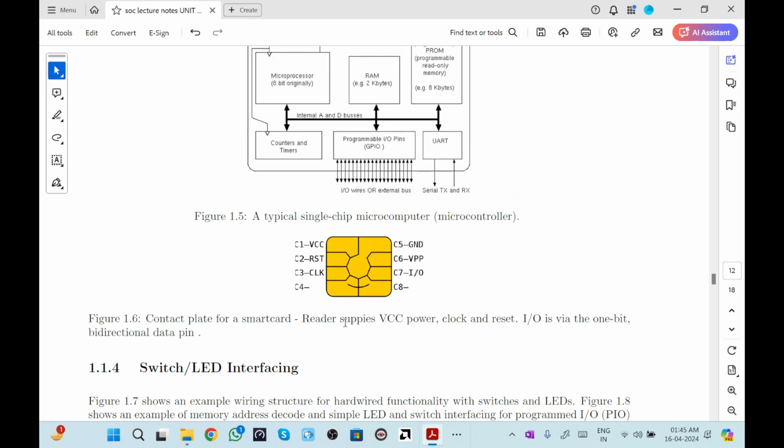Then there is the reader VCC power. VCC means this is where we have to put the power. Then this is a reset module. Reset works whenever we reset our phone, so under that condition our SIM card also gets reset.